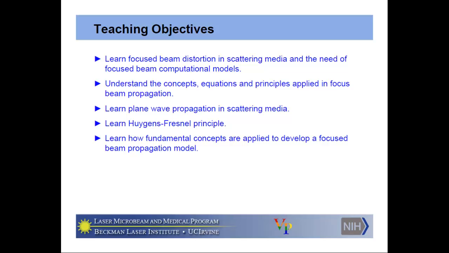So we looked at that, and then we understood the concepts, equations, and principles used in focused beam propagation. After that, we learned how plane waves propagate in scattering media, and we considered a single scatterer, two scatterers, and multiple scatterers. Then we looked at the Huygens-Fresnel principle, and how we apply those concepts in a recently developed focused beam propagation model. So, thank you.